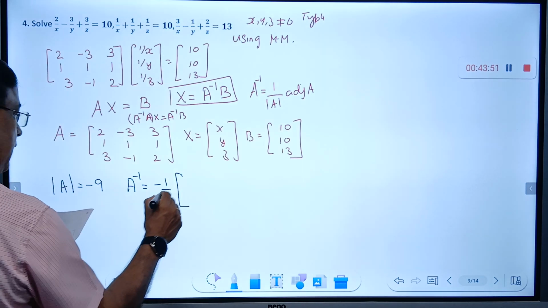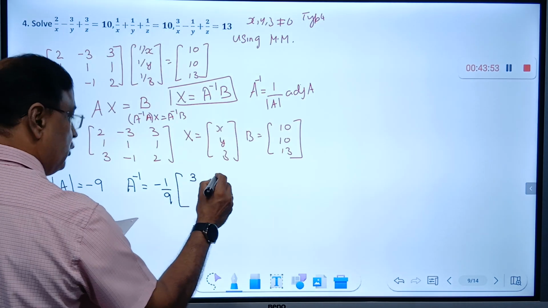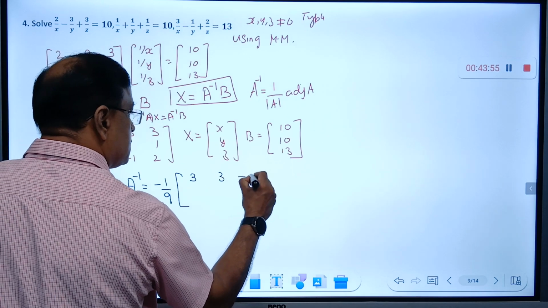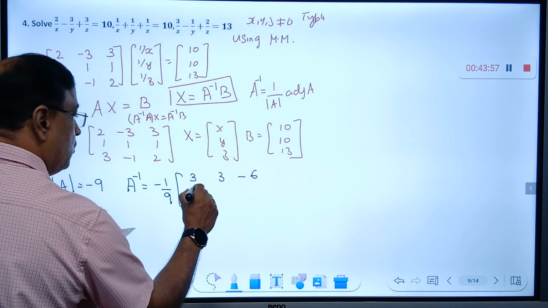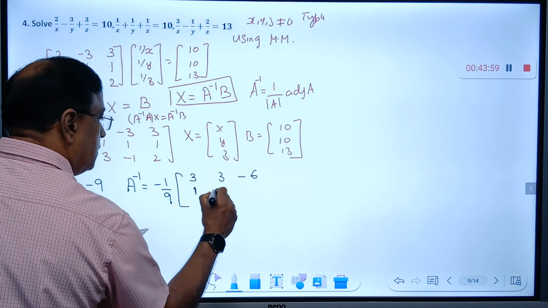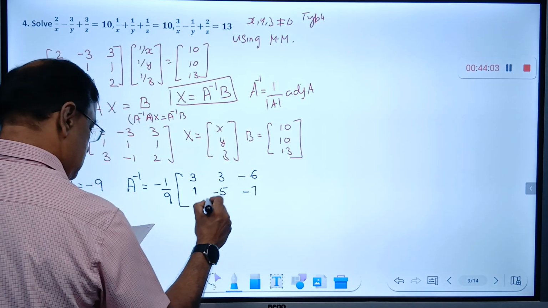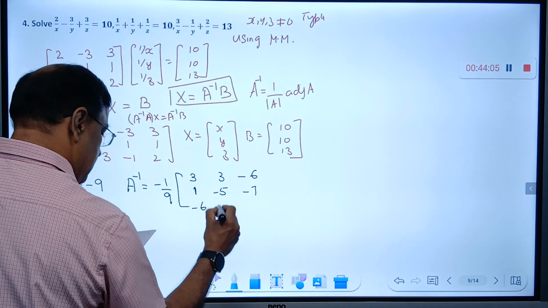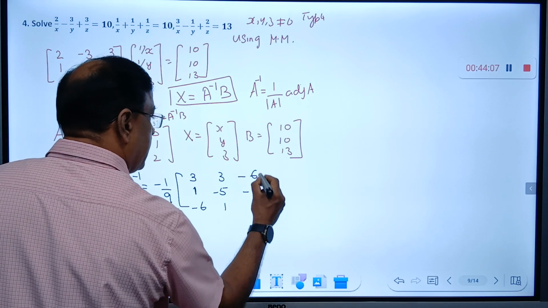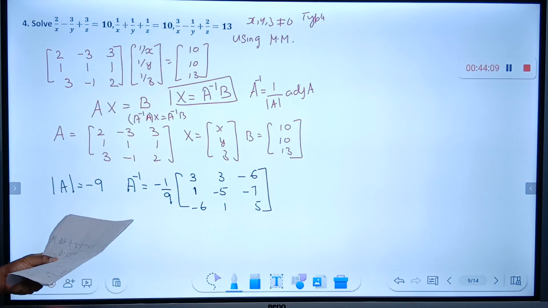So the A inverse will be, so you can try. If you don't get it, you can ask me. You can put it in the comment box. I will definitely respond to it. 1, minus 5, minus 7. This is just to save time. I'm doing it, and it will also be practice for you. 1, 5.